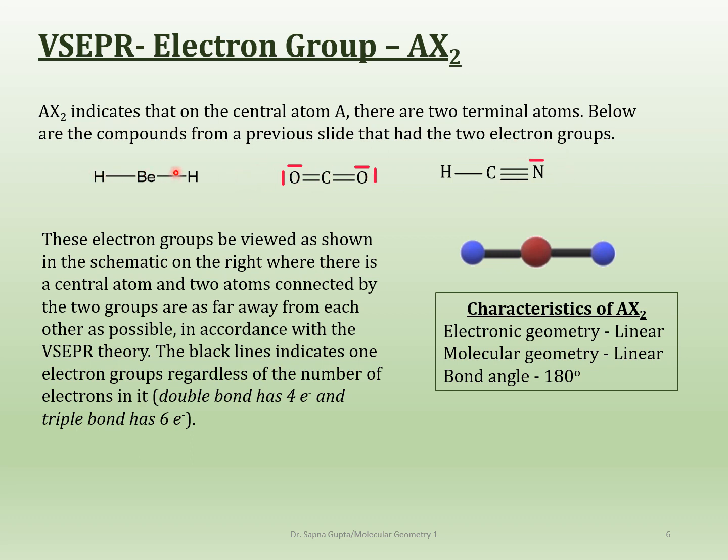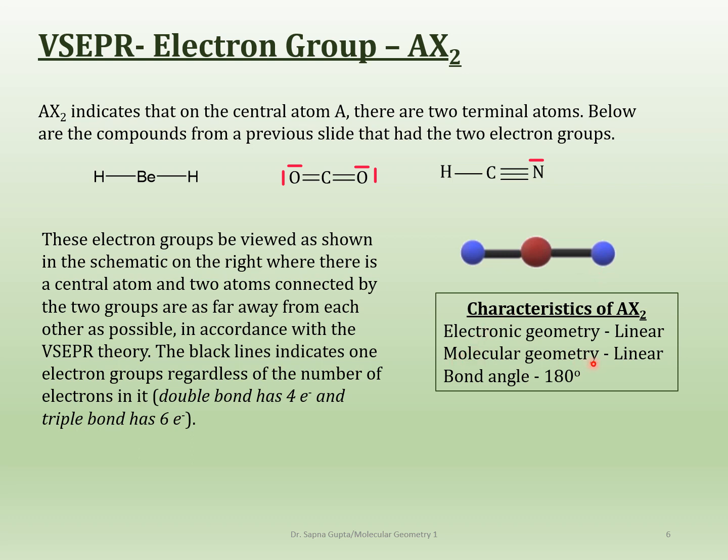Now they will be as far away from each other as possible, because that is the valence shell electron pair repulsion, VSEPR, theory. The farthest they can get from each other is 180 degrees. They can't get any farther away, because after that they'll start getting closer on the other side. So the central atom here, which is a purplish pink, whatever this color is, that's the central atom. The blue ones are the terminal atoms. That's the AX2.